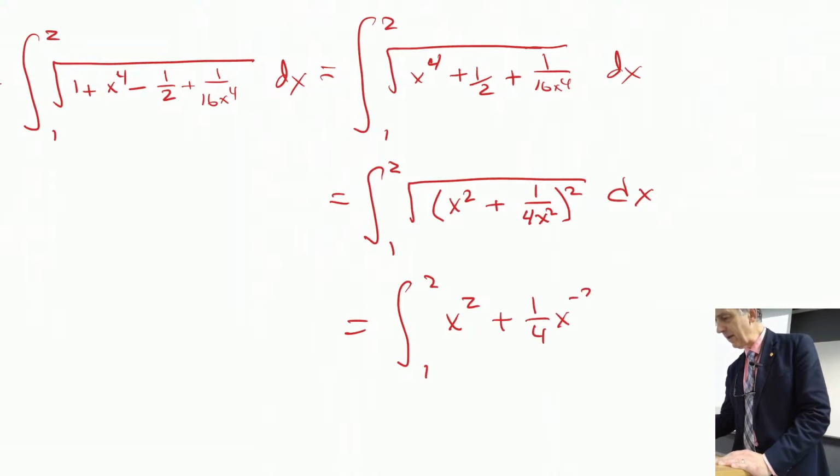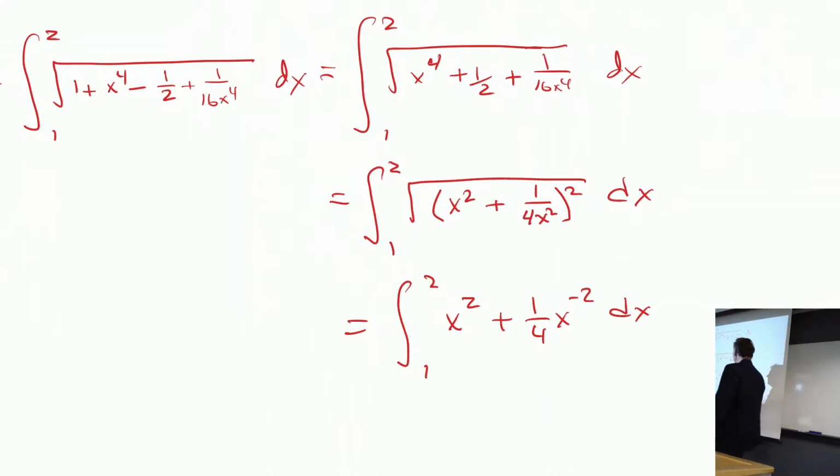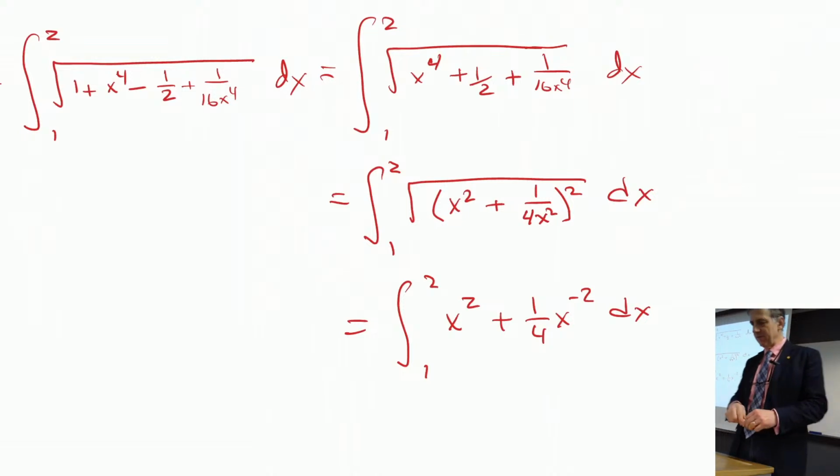1/4 x to the negative 2. There it is. So when you square that, technically you would want to put an absolute value around this, but notice what we have here. x squared is always positive. Here, 1 over 4x squared will always be positive. So if you put an absolute value around there, it's unnecessary because you're dealing with all positive numbers.